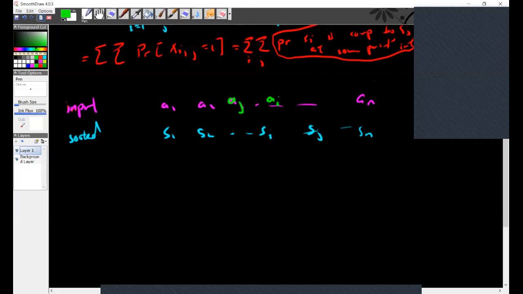For all we know, AJ could be before AI, but in the sorted version, it's the other way around. It doesn't really matter. Okay, now what's randomized quicksort going to do? At this point, randomized quicksort is going to randomly pick a pivot, right? So in other words, it could randomly pick a pivot, which is something here or something here.